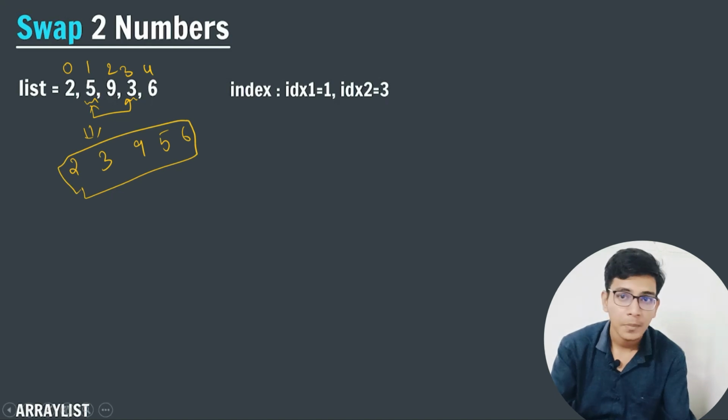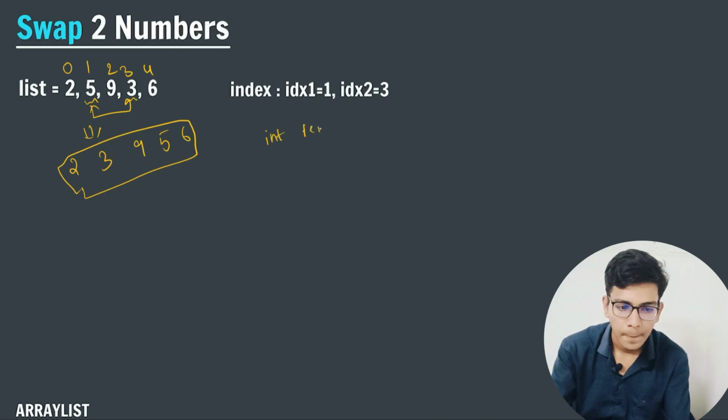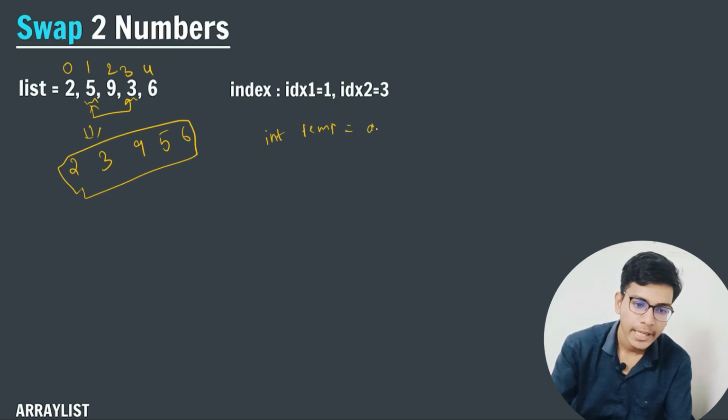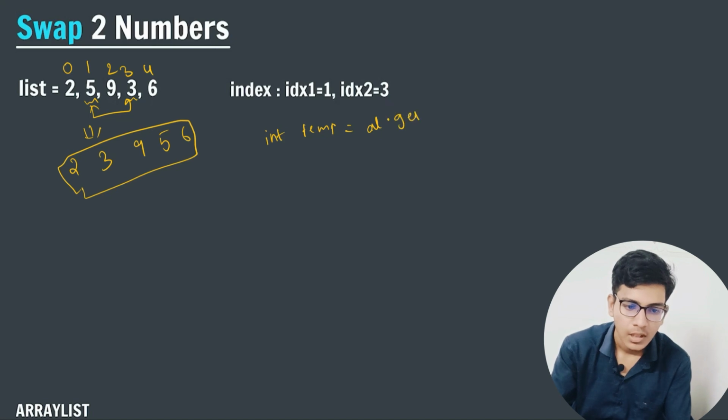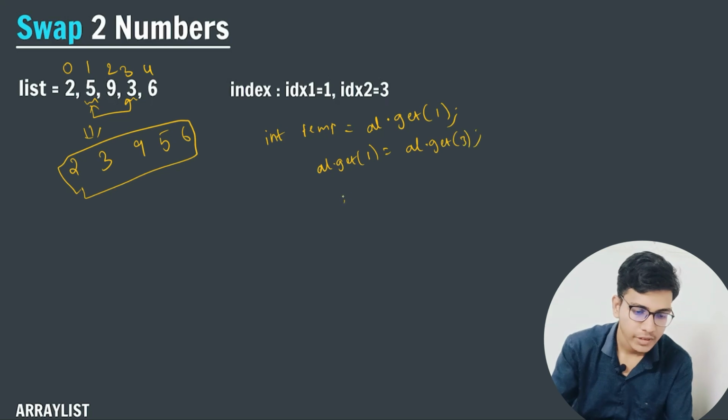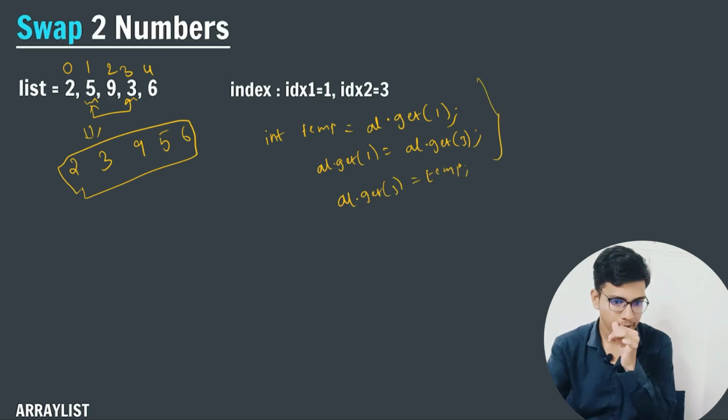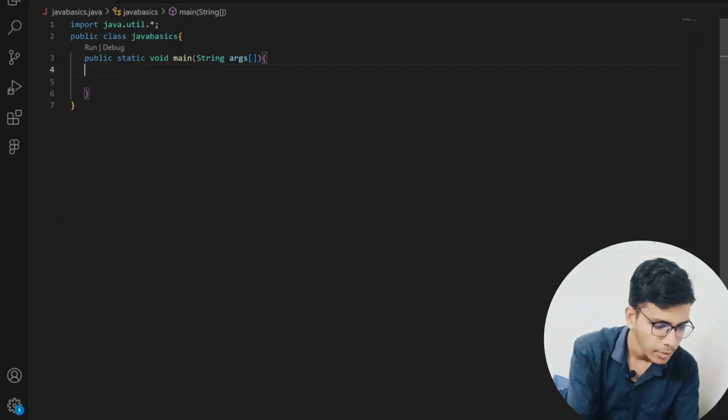So how can we swap? By creating a temporary variable. So we will create int temp equals al. Let us consider that al is my array list object name. So al dot get first index. After that al dot set first index equals al dot get 3. After that al dot set 3 equals temporary. So these are the 3 steps to swap any 2 numbers in my array list. That's all. So let me create my array list.